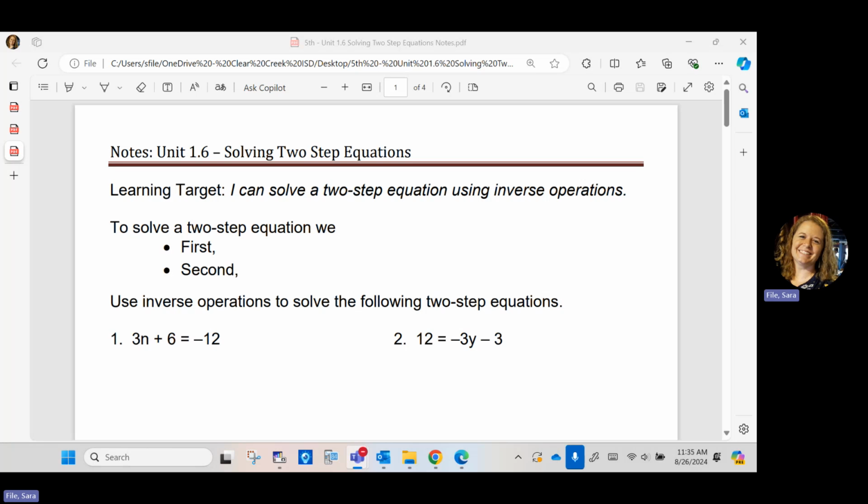1.6 notes. So 2-step equations. On Friday, that was 1 step.